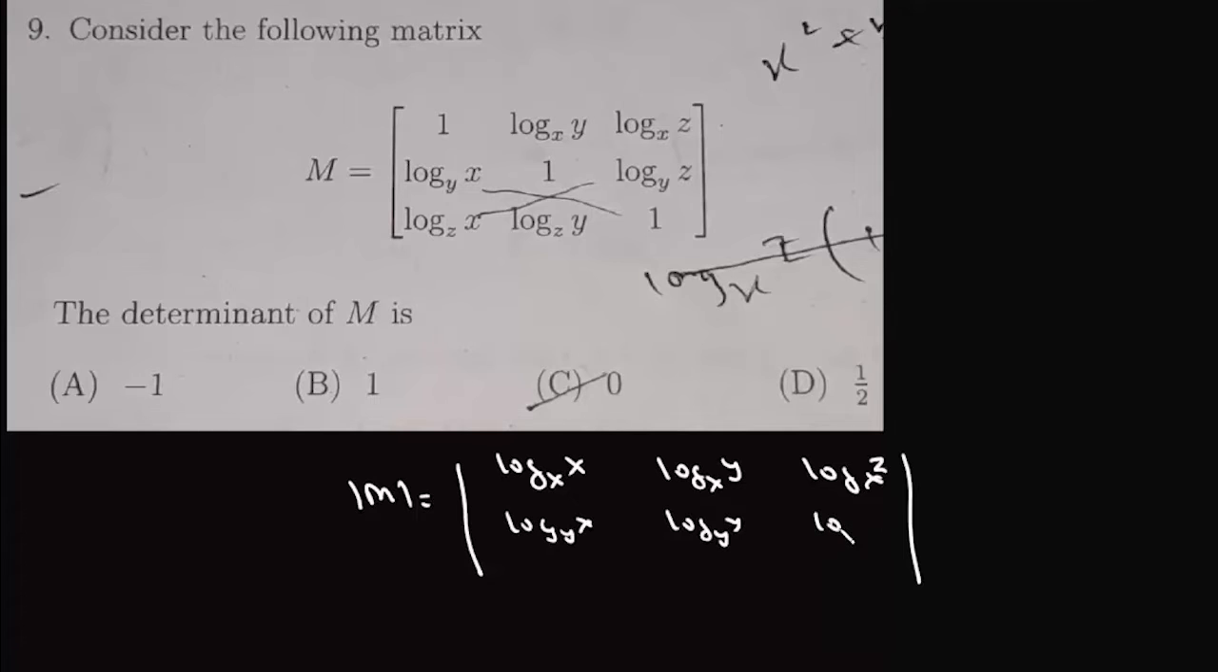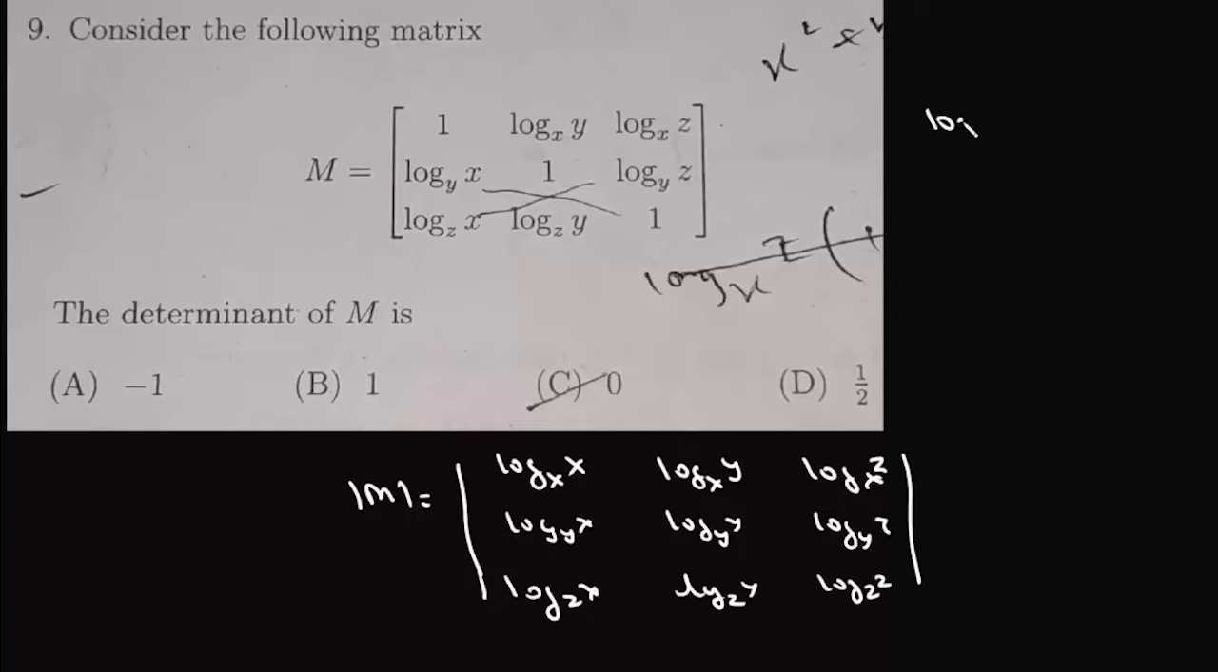So this is determinant n. We can write this one as log x base x, and this is log y base x, and this is log z base x. This is log x base y, log y base y, and log z base y, and the same way it will be log x base z, log y base z, and log z base z.